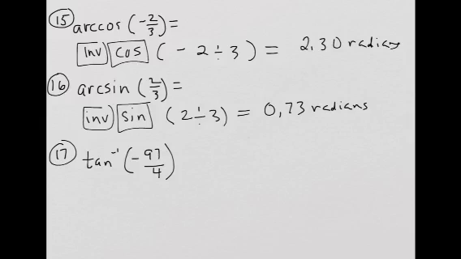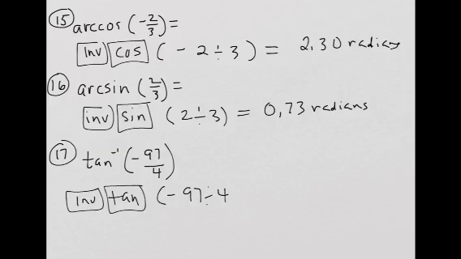Alright, so 17 is similar. Remember this here is another notation for arc. So these are the same, arc or this -1, as you know, are the same thing for an inverse function. Okay, so your calculator is programmed. So you do inverse tangent, parentheses, -97 divided by 4, close parentheses, equals. When you put that into your calculator, you should get -1.53. And that makes sense because that angle, -1.53, is in quadrant 4, but going in the negative direction.